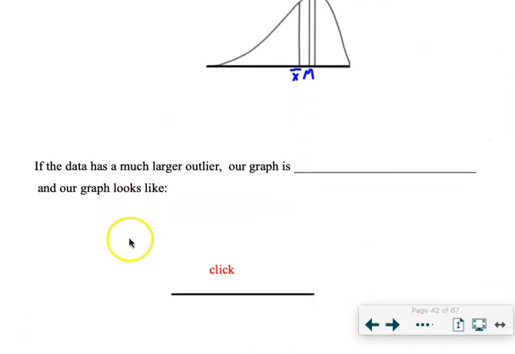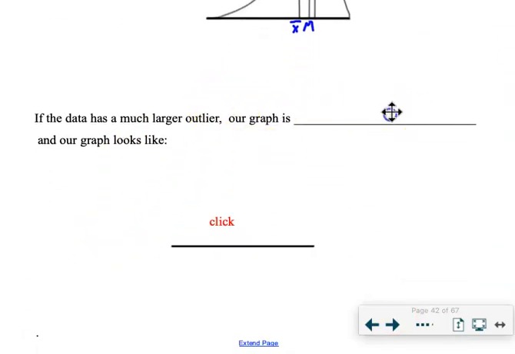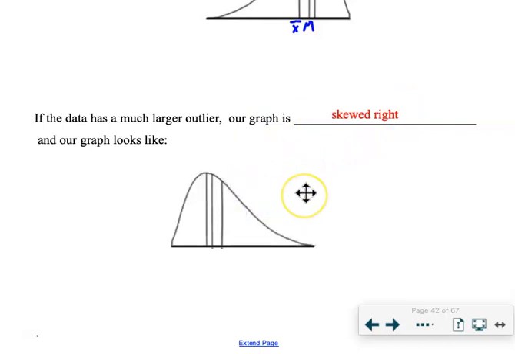And then the other one: if our data has a much larger outlier, our graph is skewed right, and it looks like this. Now the outlier is high, so the average will be the farthest one to the right. The median will still be that center one.